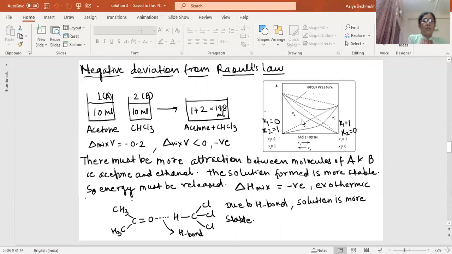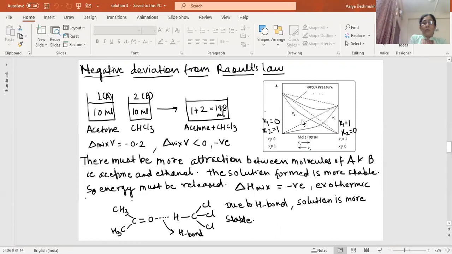When you mix acetone and chloroform together, assume this as component A and this as component B, or component 2 or component 1 here. When you mix A and B together, the total volume expected is 10 plus 10 equals 20, but it comes out to be 19.8. So on mixing these two solvents together, when the solution is formed, there is a decrease in the volume. So that delta V here is negative.